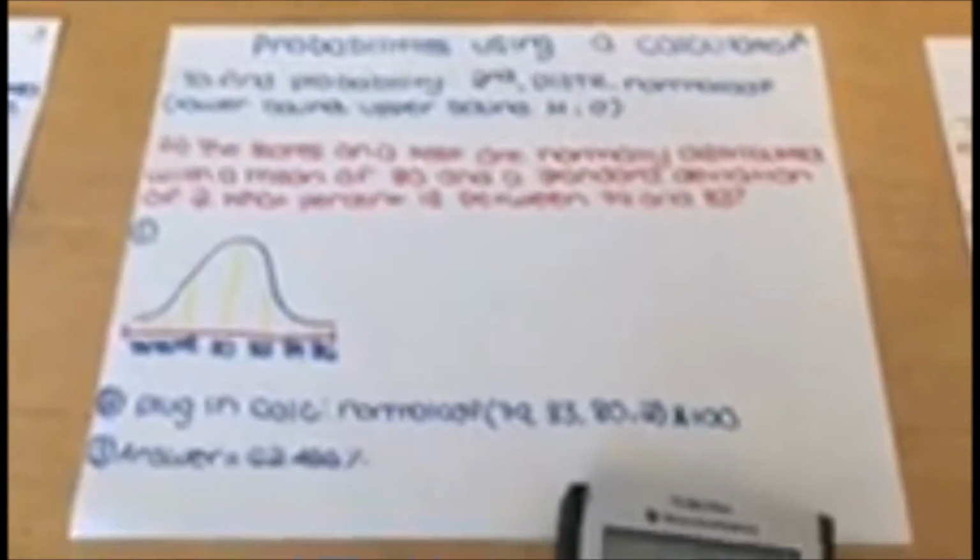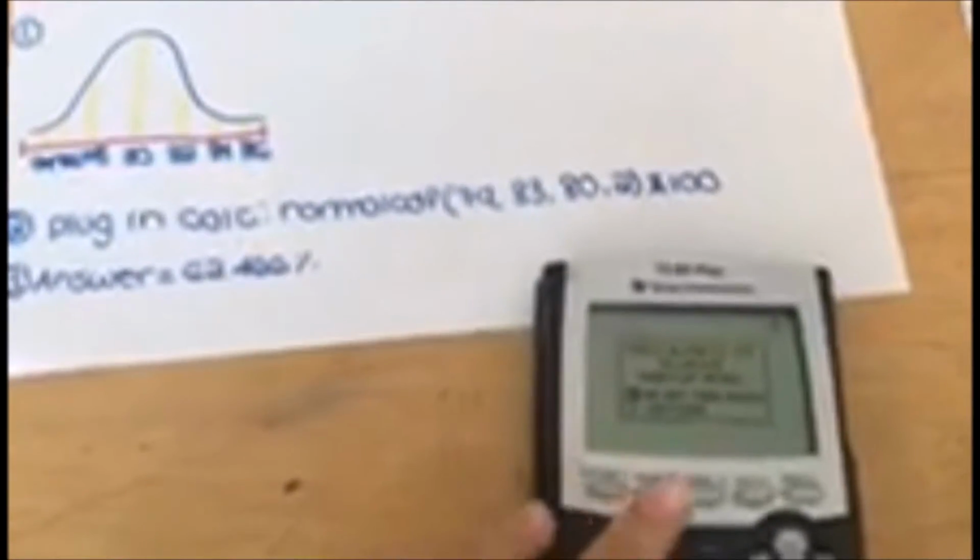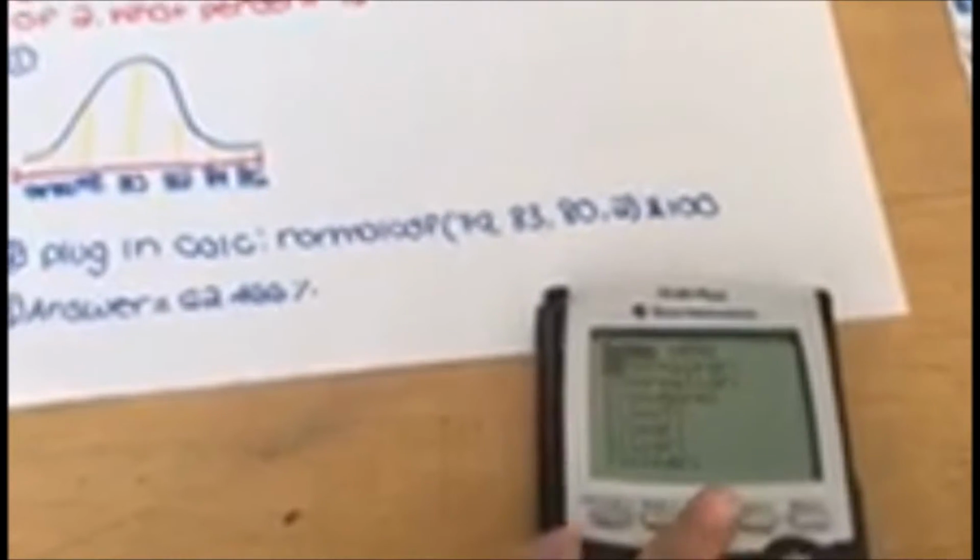Probabilities using a calculator. To find the probability without using the empirical rule, go to your calculator and do second vars, normal CDF, and then type in your lower bound, upper bound, mean, and standard deviation. An example: the scores on a test are normally distributed with a mean of 80 and a standard deviation of 2. What percent is between 79 and 83?